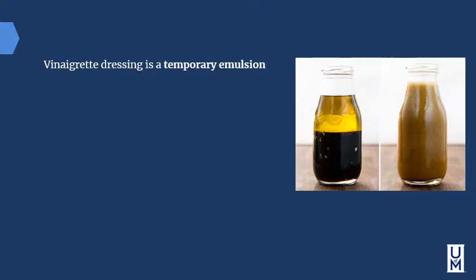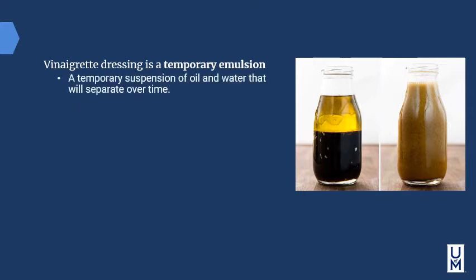Vinaigrette dressing is a temporary emulsion. A temporary emulsion is one that is going to return to its natural state. So as you can see from the picture, this is vinegar and oil. This is most clearly vinegar and oil. But when mixed together, it becomes a vinegar and oil suspension or emulsion. A temporary suspension of oil and water that will separate over time is the definition of an emulsion.